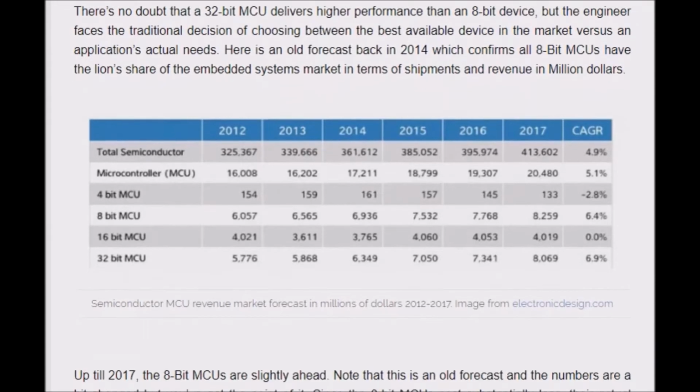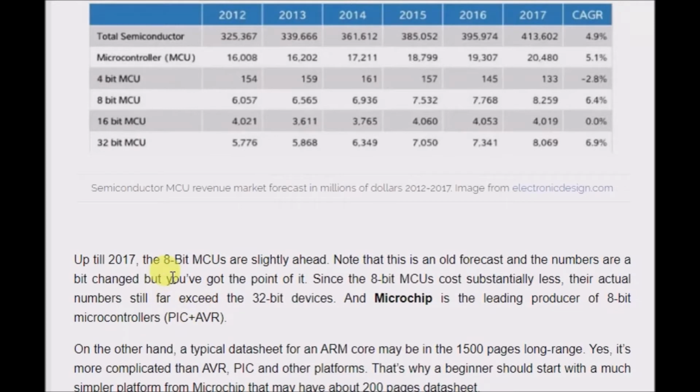There's no doubt that a 32-bit MCU delivers higher performance than an 8-bit device, but the engineer faces the traditional decision of choosing between the best available device in the market versus an application's actual needs. Here is an old forecast back in 2014 which confirms all 8-bit MCUs have the lion's share of the embedded systems market in terms of shipments and revenue in $1 million. Up until 2017, the 8-bit MCUs are slightly ahead.